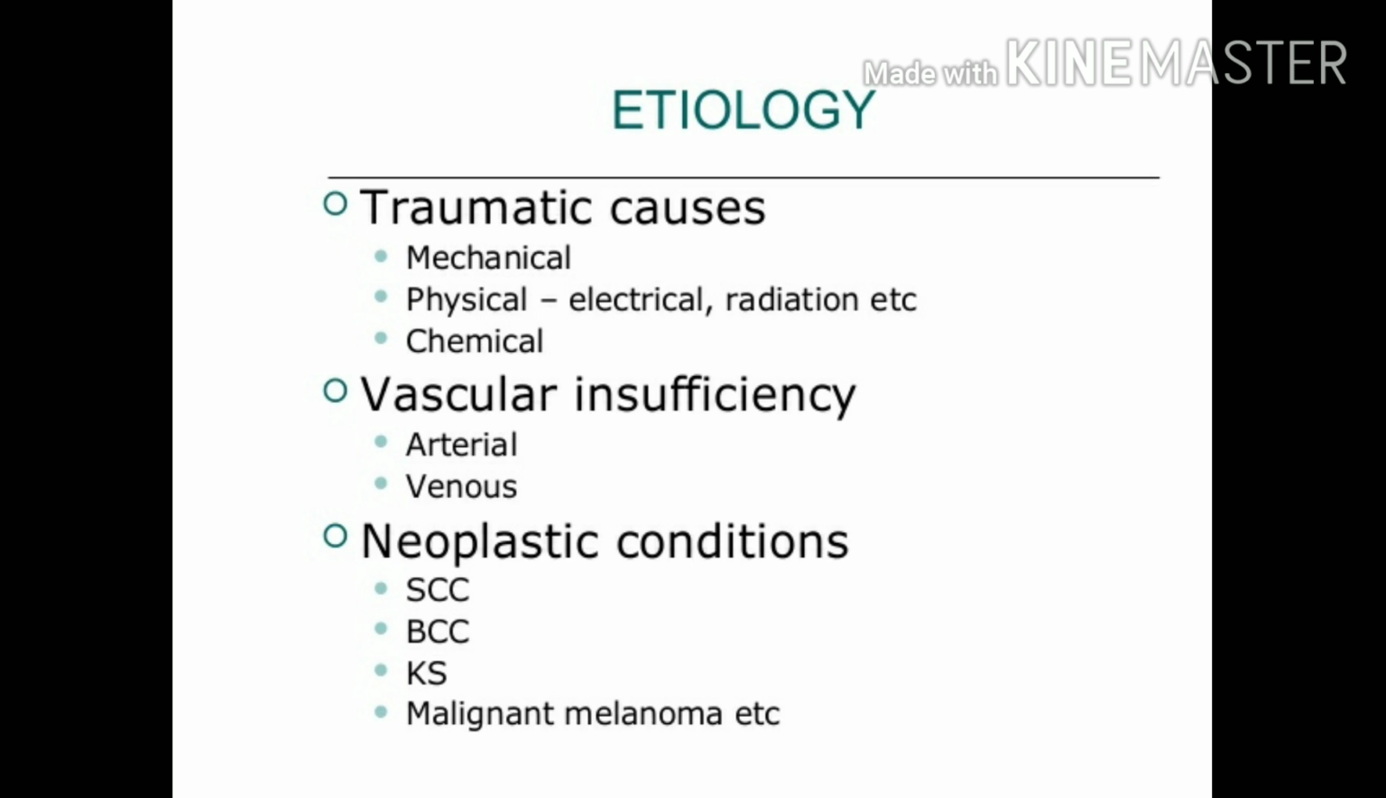Now let's discuss the etiology, which can include traumatic causes, vascular insufficiency and neoplastic conditions. Traumatic causes will include mechanical, physical and chemical. Then vascular insufficiency will include arterial and venous. Then comes the neoplastic condition, which will include squamous cell carcinoma, basal cell carcinoma, Kaposi's sarcoma, and last will be the malignant melanoma.